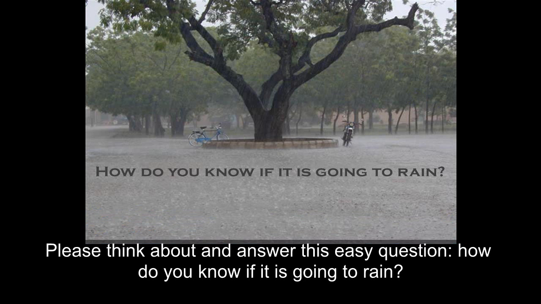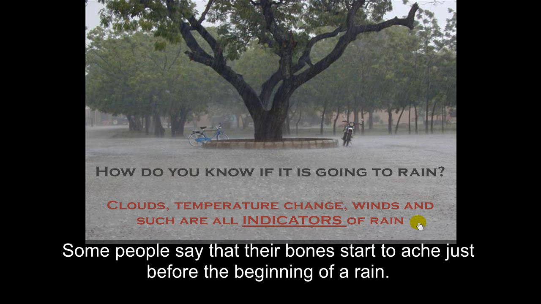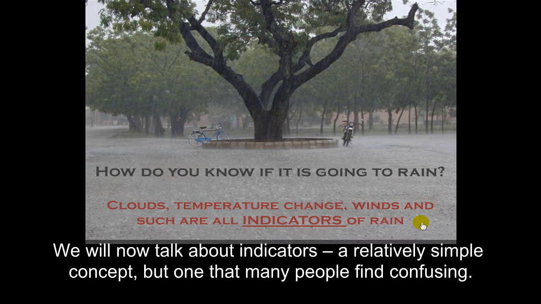Please think about and answer this easy question. How do you know if it's going to rain? Of course, the answer is on the screen. The signs that it will rain include the formation of clouds, change in the temperature, and an increase in the wind. Some people say that their bones start to ache just before the beginning of a rain.